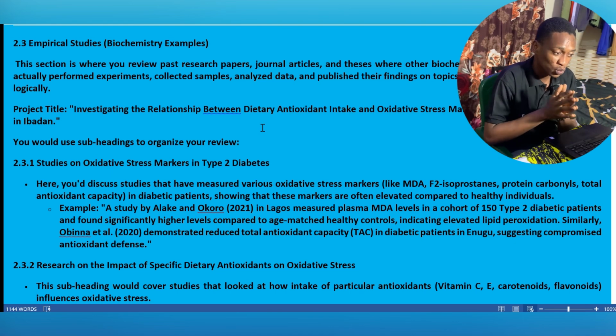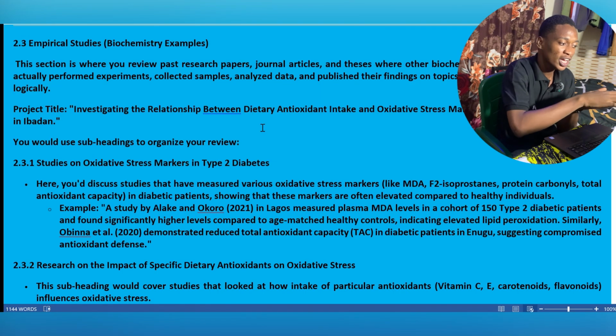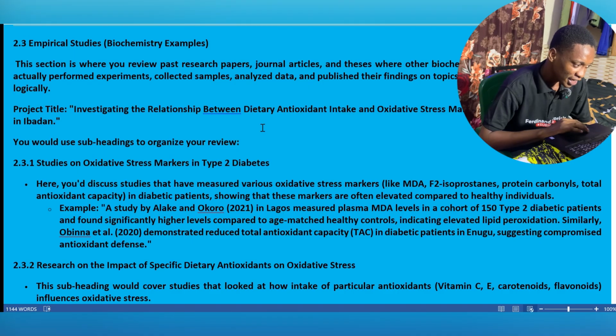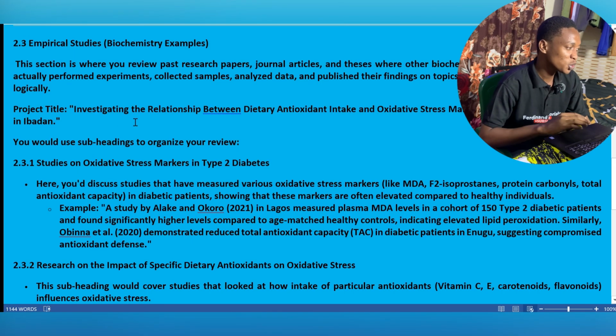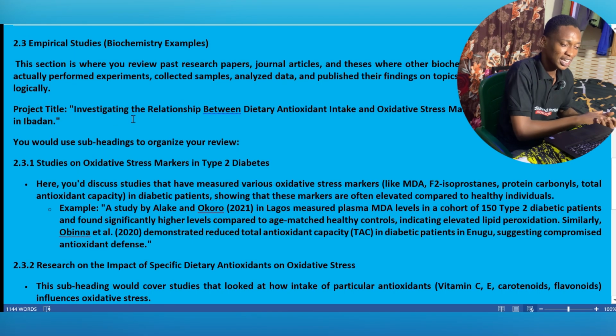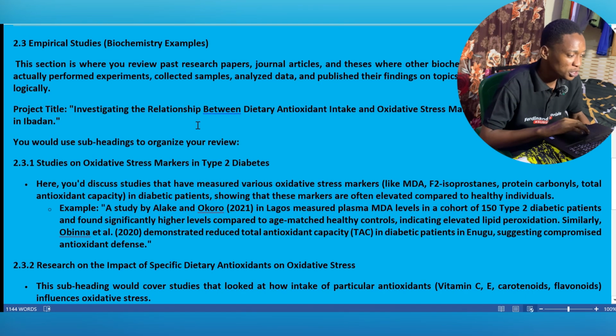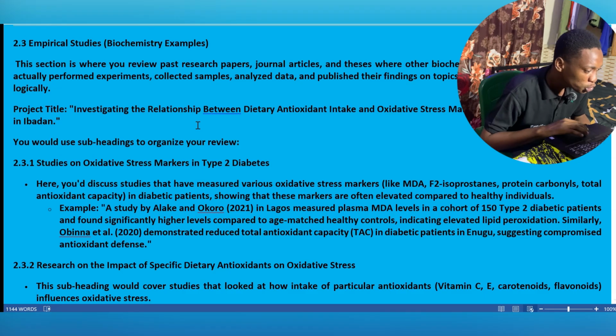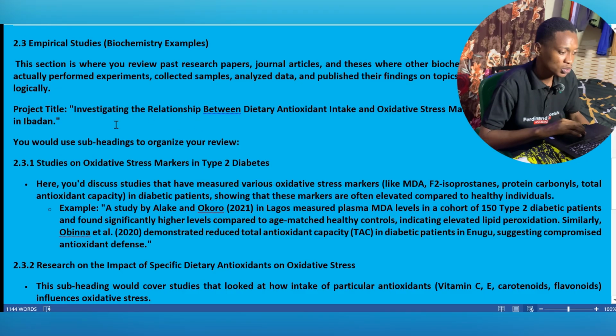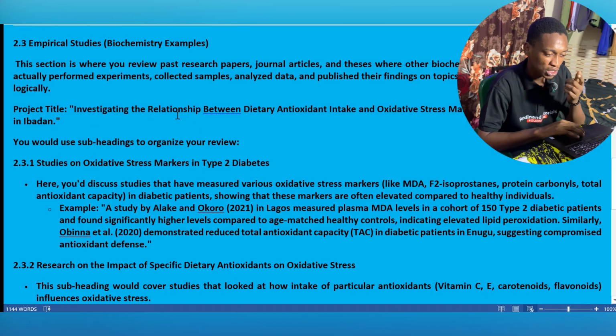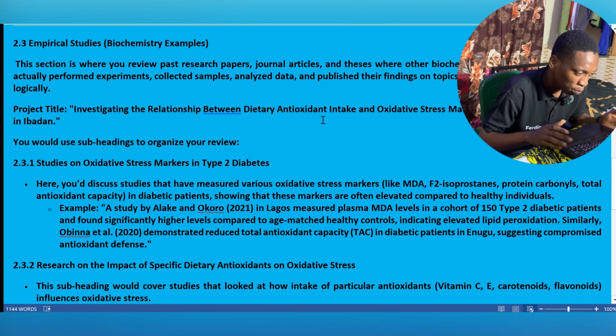That is how you are going to review complete literature. Don't just go and be looking for topics, because this is a new topic. If your supervisor gives you a topic that has already been done, that means you're not doing any project, you are reviewing an article. Do you understand? But if you are doing a project here, a huge topic, investigating the relationship between dietary antioxidant intake and oxidative stress markers in type 2 diabetes patients in Ibadan, this is a thesis topic on its own.